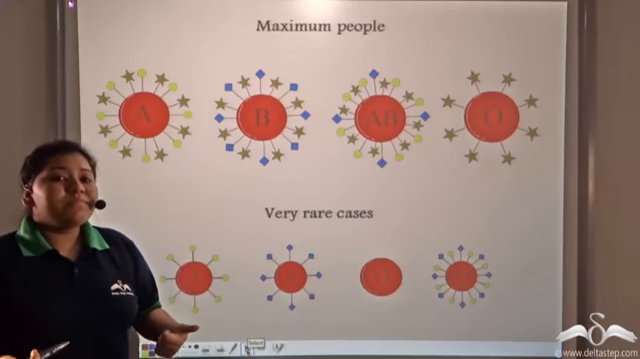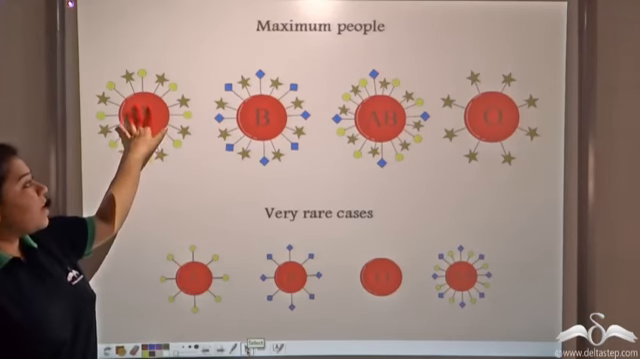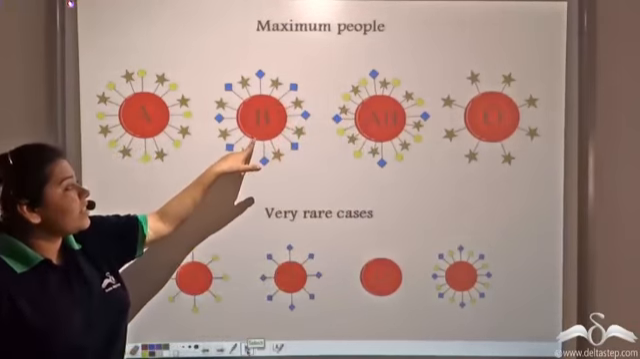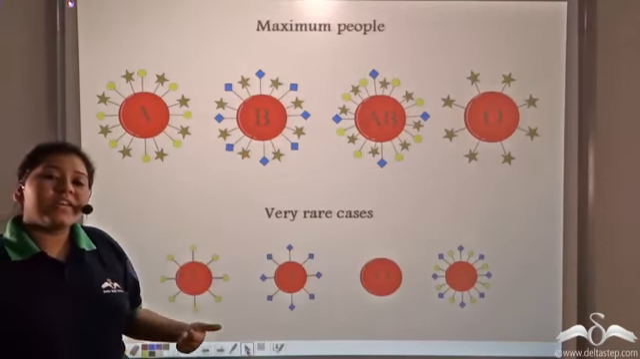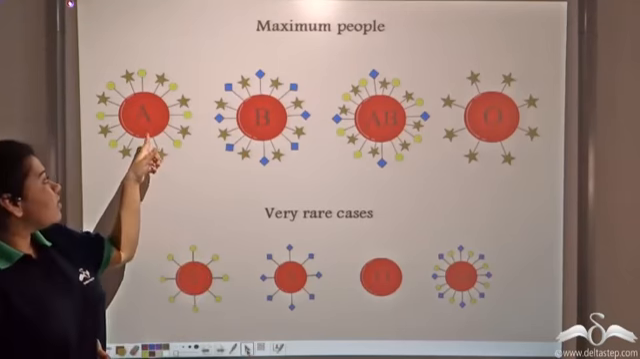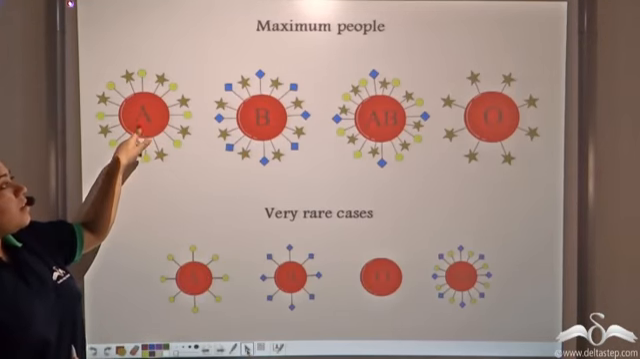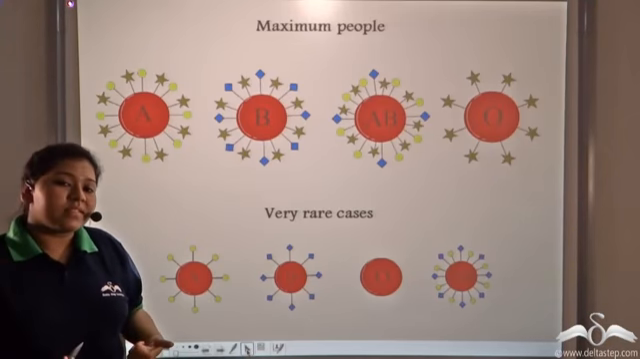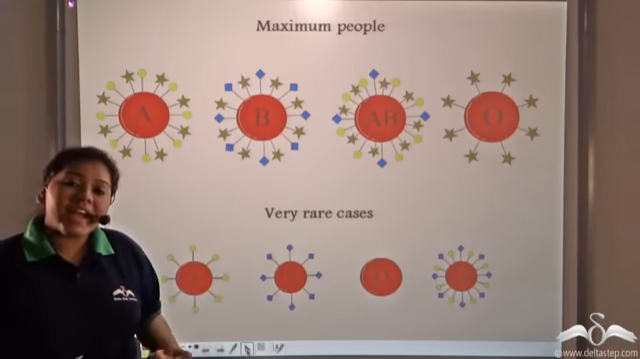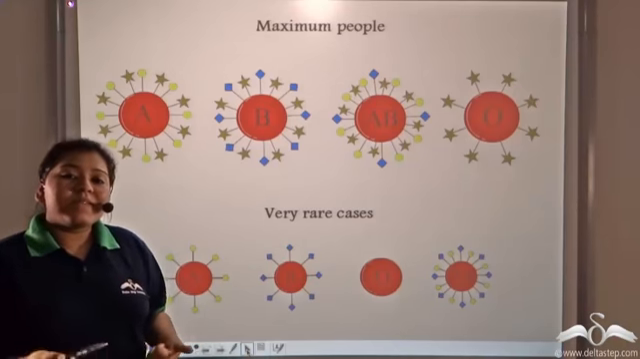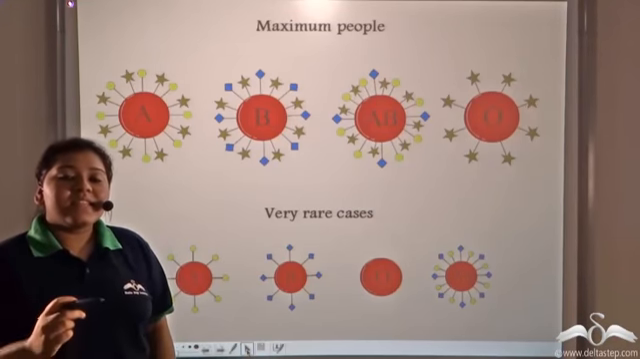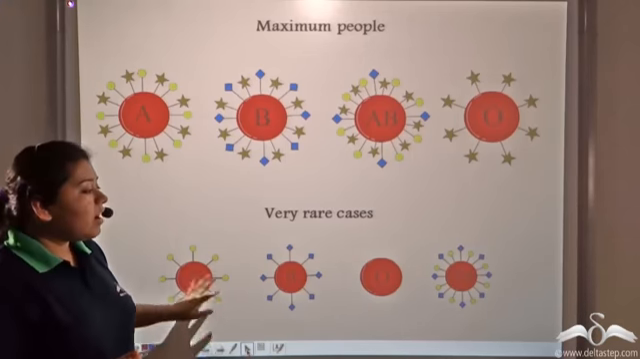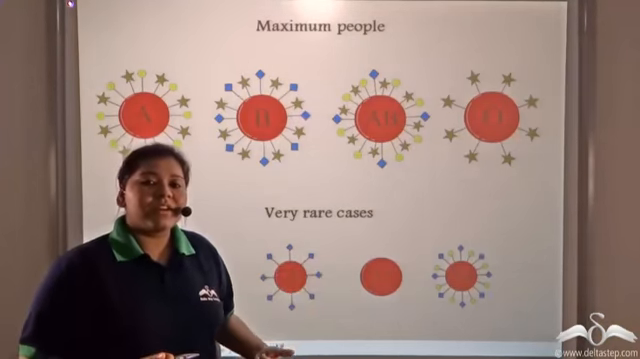So maximum people have blood like this. They have the Rh antigens present on their blood cells. So these people are Rh positive blood group holders. But there are a few rare cases when the RBCs do not contain this Rh antigen, and they are said to have Rh negative blood groups.